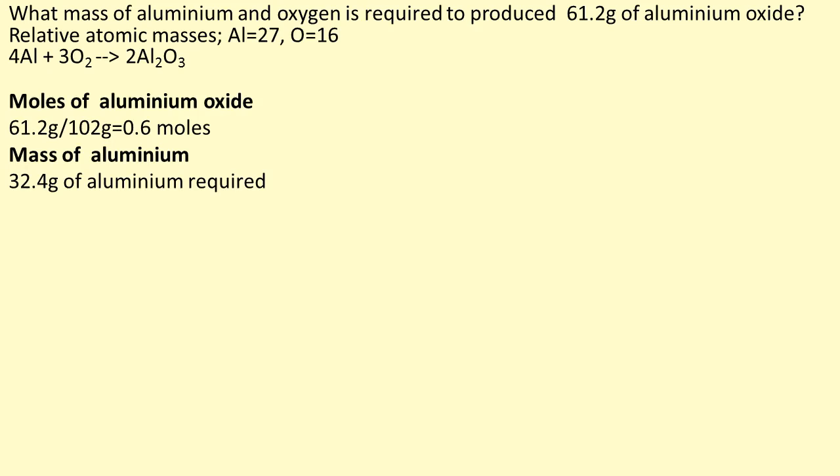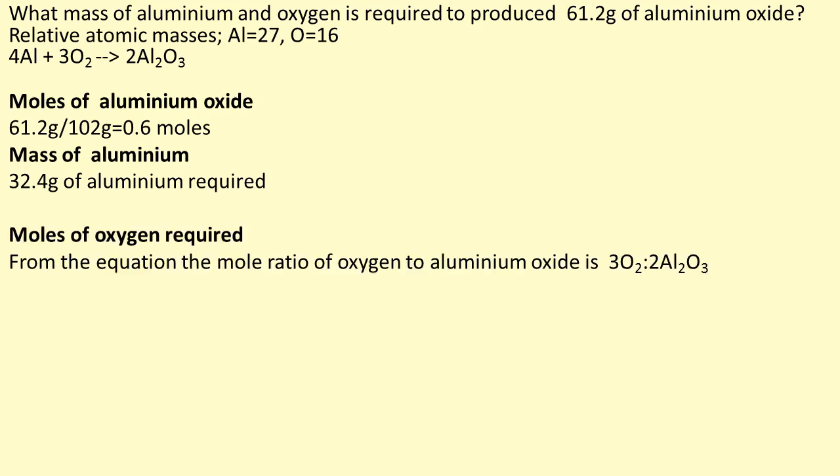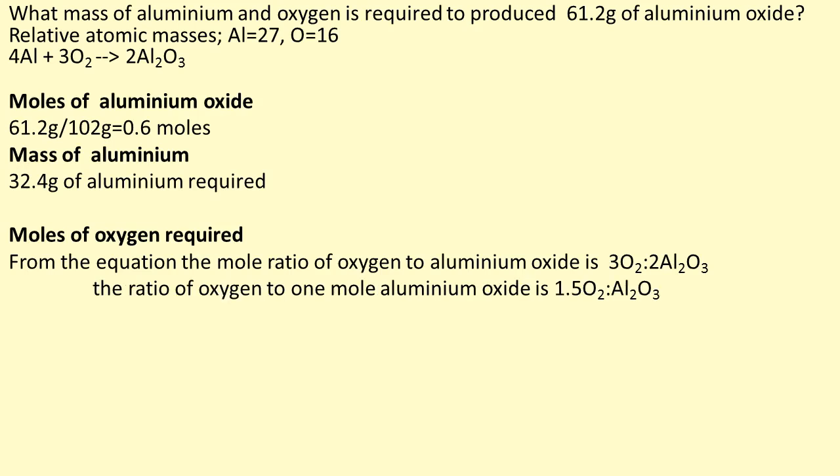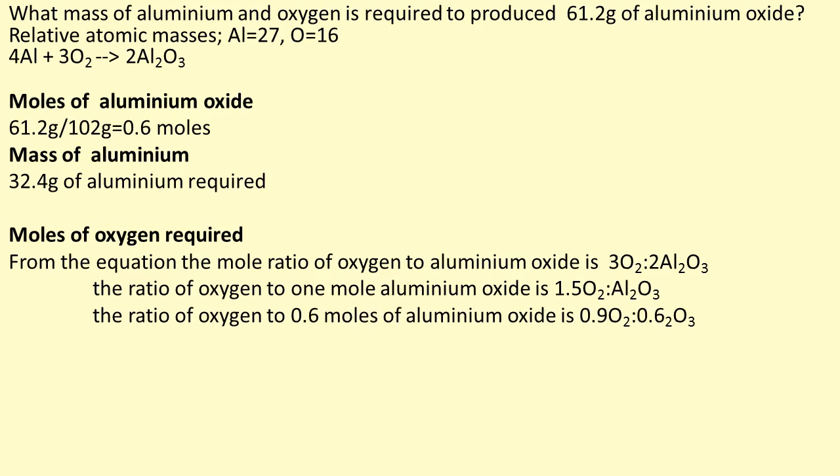We know that we are forming 0.6 moles of aluminium oxide, and we can use our balanced symbol equation to work out how many moles of oxygen molecules are required. From the equation, the mole ratio of oxygen molecules to aluminium oxide is 3 to 2. The ratio of oxygen molecules to 1 mole of aluminium oxide is 1.5 to 1. To get this ratio, I divided the previous ratio by 2. If you multiply both sides of this ratio by 0.6, we find that to form 0.6 moles of aluminium oxide, we will require 0.9 moles of oxygen molecules.